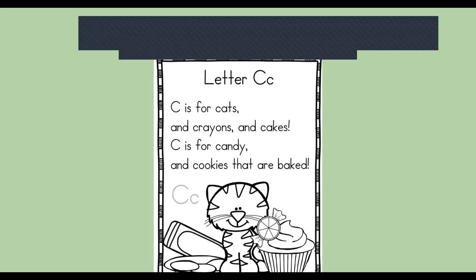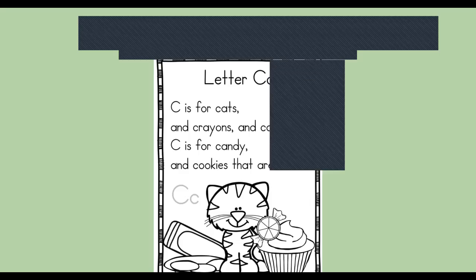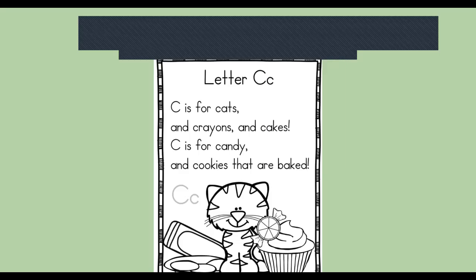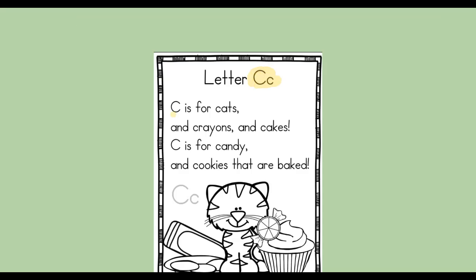We're going to read it again, but this time we need to find all the letter C's, capital C's and lowercase c's. I'm going to use my color yellow, and I'm going to make my lines bigger. Remember, get your highlighter or a color crayon that you can see through, like yellow. You're going to help me find all the letter C's and color them. C is for cats and crayons and cakes. C is for candy and cookies that are baked.